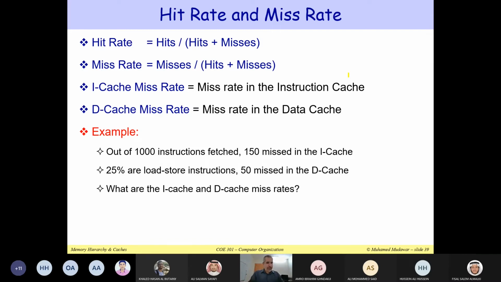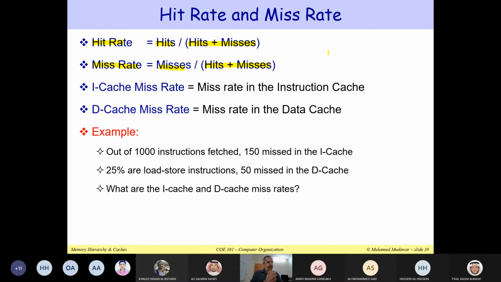Now you can count the total number of hits and the total number of misses. For example, you can write a simulator for doing this, and you can use counters to count the hits and the misses. The hit rate is defined as the total number of hits divided by the total number of memory accesses, the cache accesses, so the total number of hits plus misses. And the miss rate is defined as the misses divided by the total number of hits plus misses. Very simple. This is the hit rate and this is the miss rate.